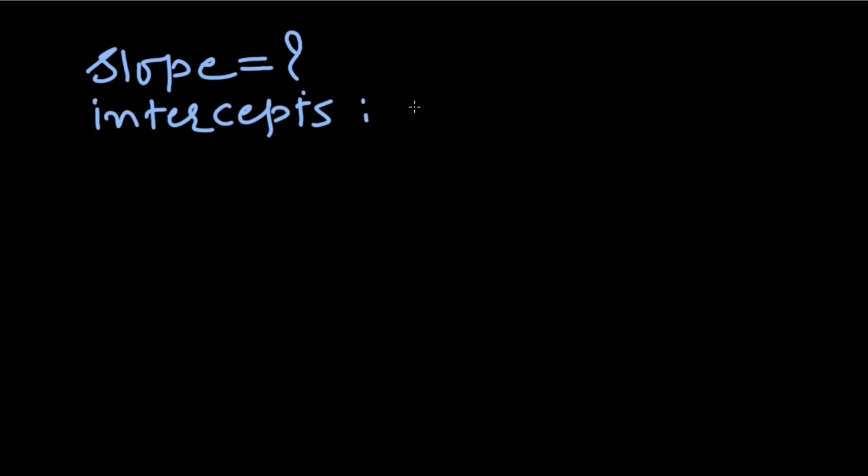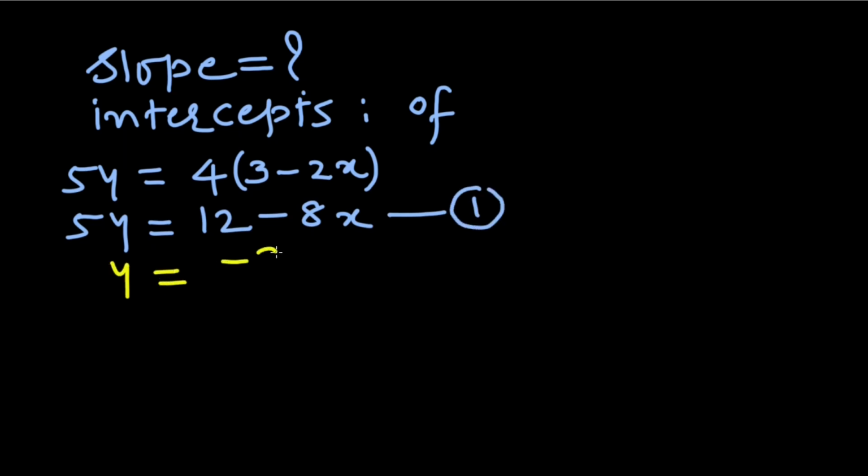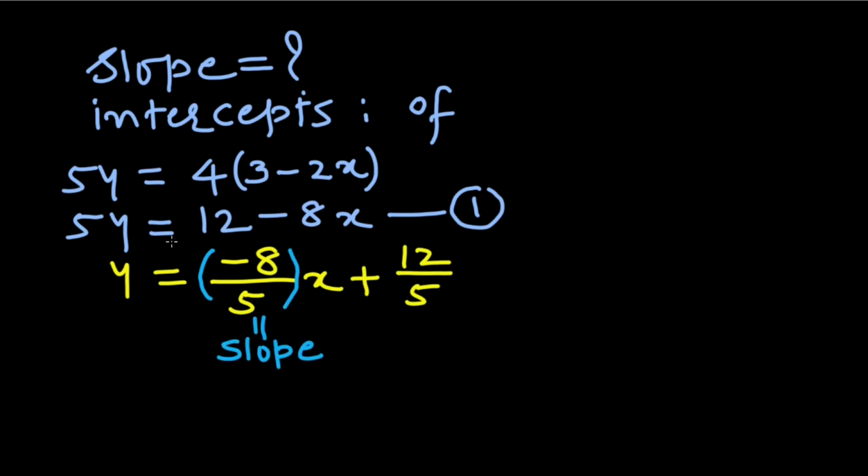Find the slope and intercepts of the line 5y equals 4 times (3 minus 2x). It will be 5y equals 12 minus 8x. Let's name this equation 1. This can be written as y equals minus 8 by 5 x plus 12 by 5. So minus 8 by 5 is the slope of this line.